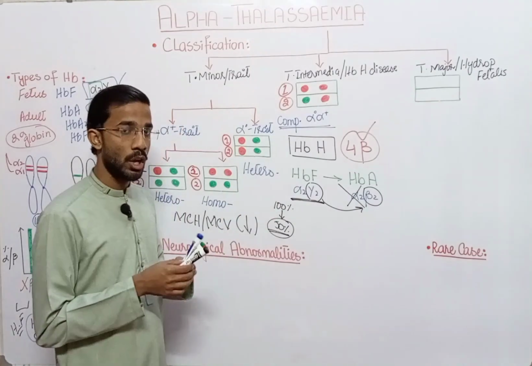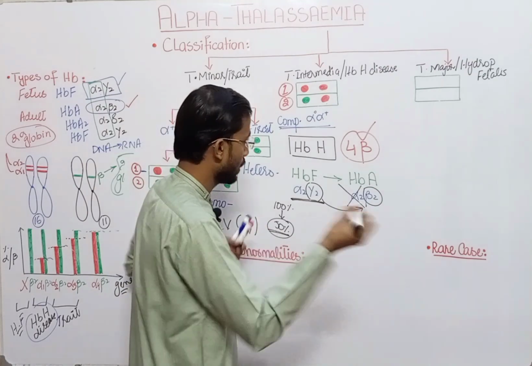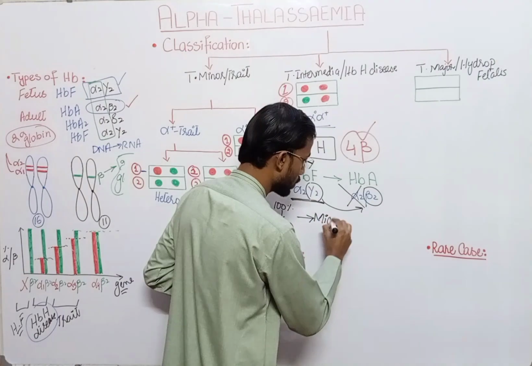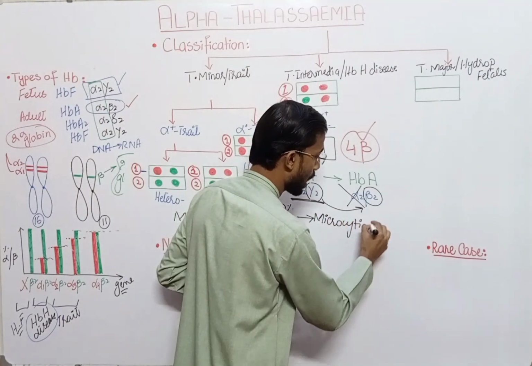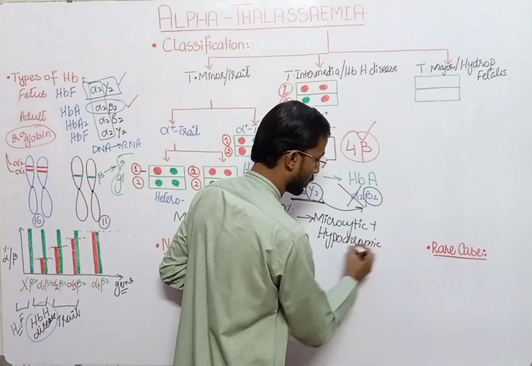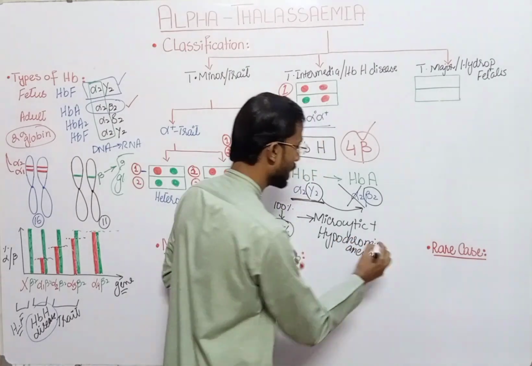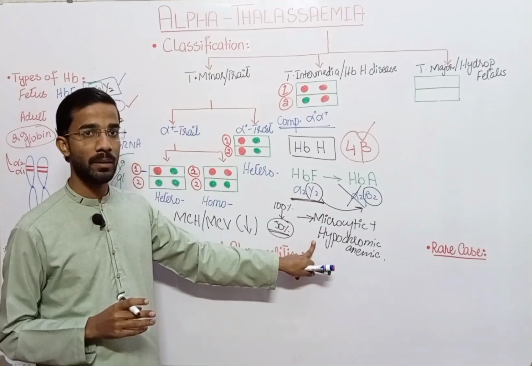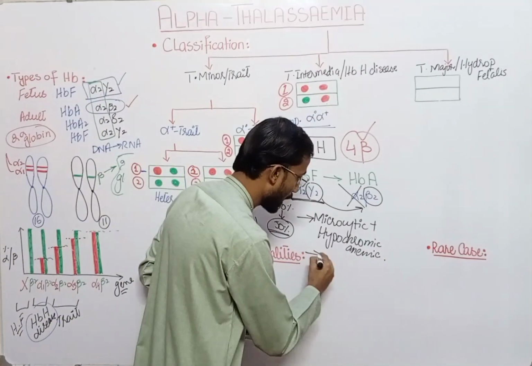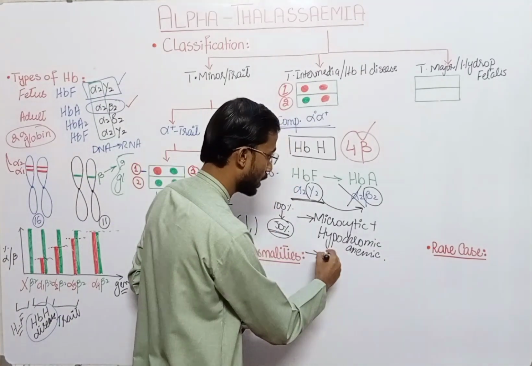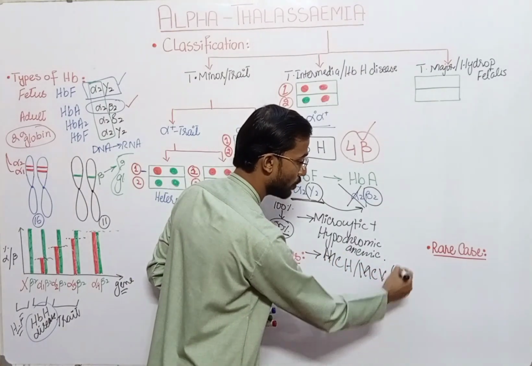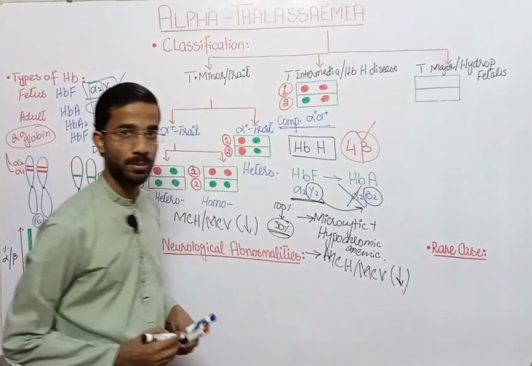In this disease, you will see microcytic hypochromic anemia. What type of anemia do you see? Microcytic and hypochromic anemia in the case of the intermedia or HbH disease. MCH and MCV will be low in HbH disease.